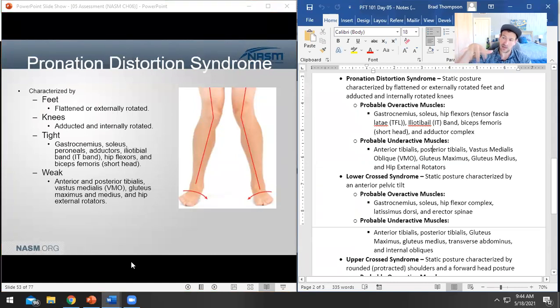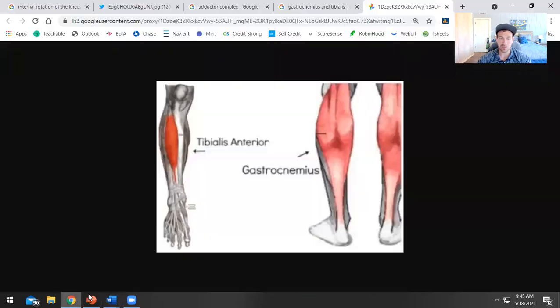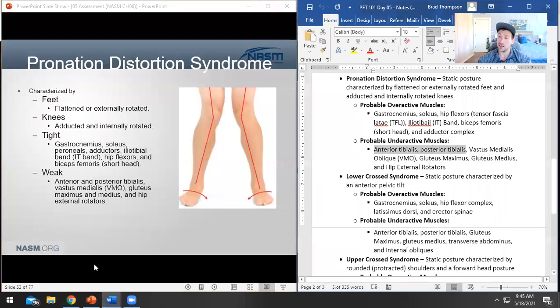They are not so good at pulling their toe back towards them. So the anterior and posterior tibialis muscles, both of which are shin muscles, need to be strengthened. We need to get our client better at pulling their toe towards their face.